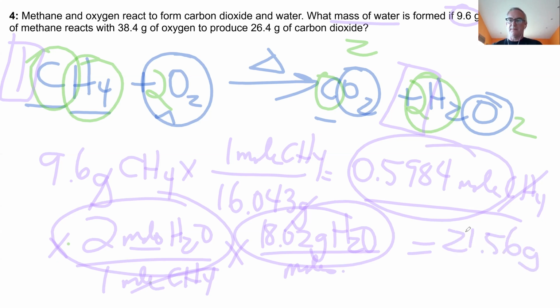21.56 grams. When we round it, of course, there are only 2 significant digits, so our actual answer would be 22. So we need to round this to 2 significant digits. But you can see it's the same answer we got before. The answer we got before was 21.6, and we get the same answer this way. So that tells us we must have done it correctly.